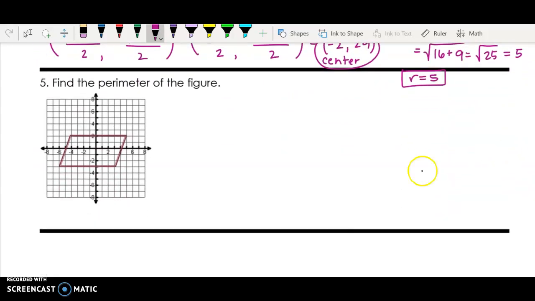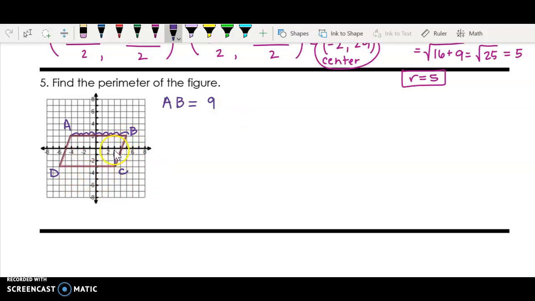On number 5, we're going to find the perimeter of this figure. Luckily, a couple of these lines are lined up right on the grid lines, and we can just count the length for each of those parts. I'm going to name the corners or the vertices of this figure just so that I can write them down. So I'm going to call this figure A, B, C, D. And so the length of side AB, I'm going to count that. 1, 2, 3, 4, 5, 6, 7, 8, 9. So AB is 9.